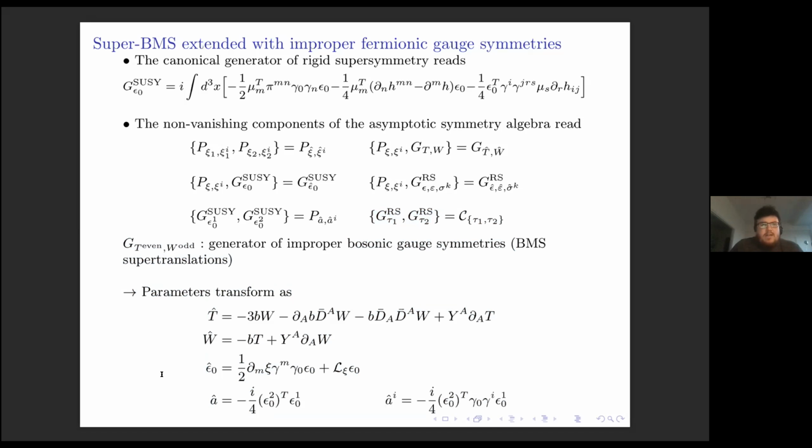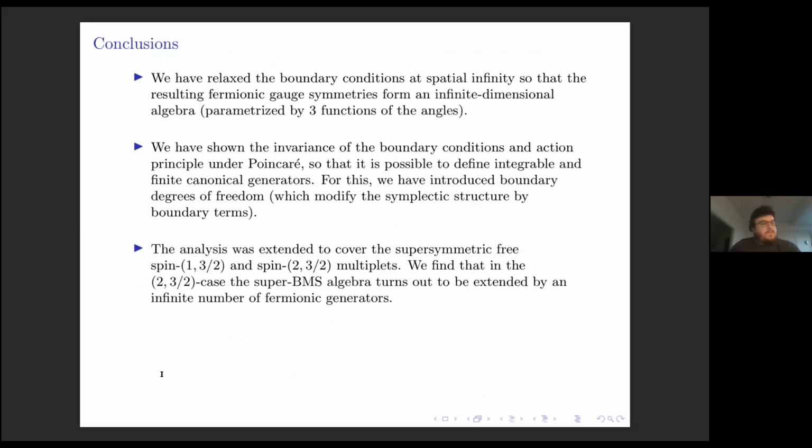Okay, so these are the conclusions of my talk. We have relaxed the boundary conditions at spatial infinity, so that the resulting fermionic gauge symmetries form an infinite-dimensional algebra, which is threefold because it's parameterized by 3 functions of the angles. We have shown the invariance of the boundary conditions and action principle under Poincaré in such a way that we can define integrable and finite canonical generators. For this, we have introduced boundary degrees of freedom, which modify the symplectic structure by boundary terms.